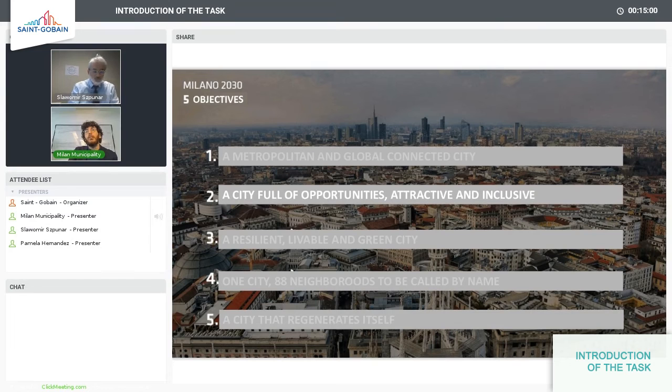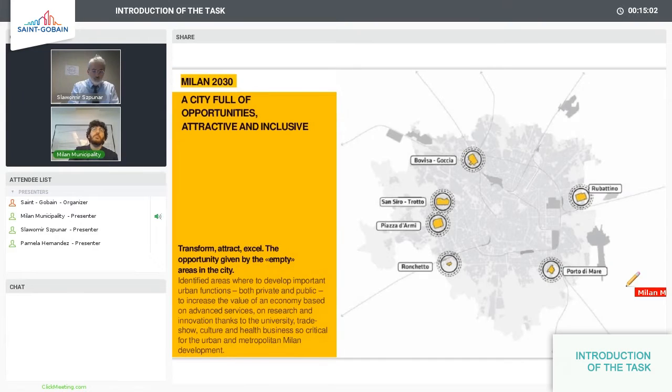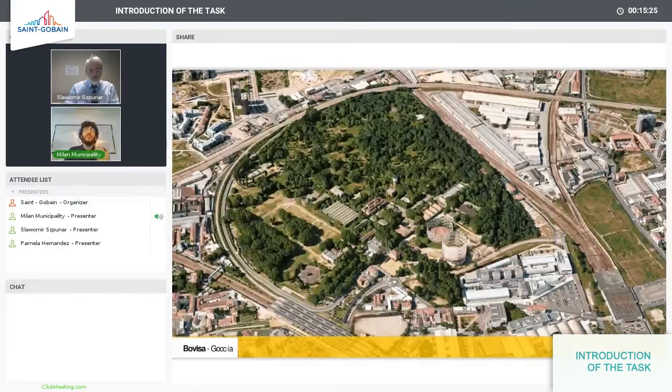Second objective is the creation of opportunities, attractivity, and the inclusive city. Basically, this relates to a series of strategies which are connected to some of the big voids that the city has, which are the six that you see in the map. Some of them are historical sites of debates of what should be the future for these areas.